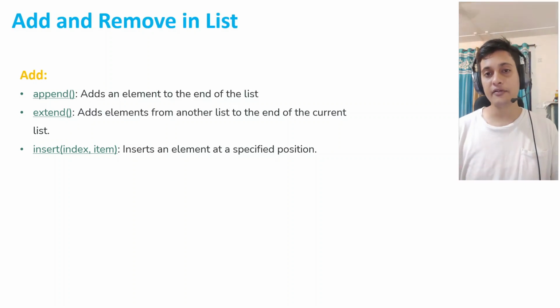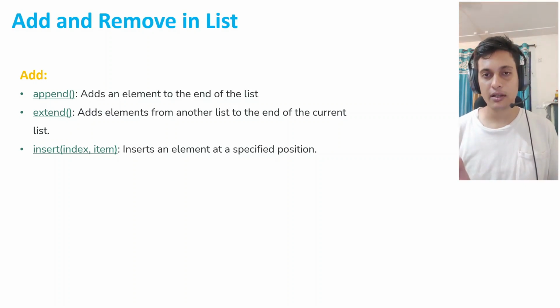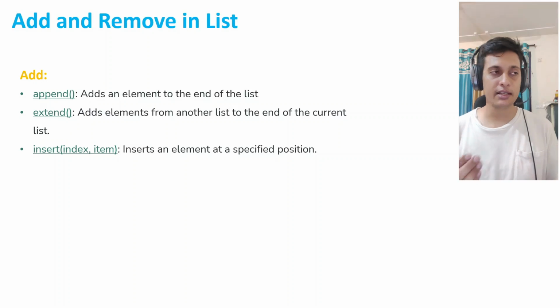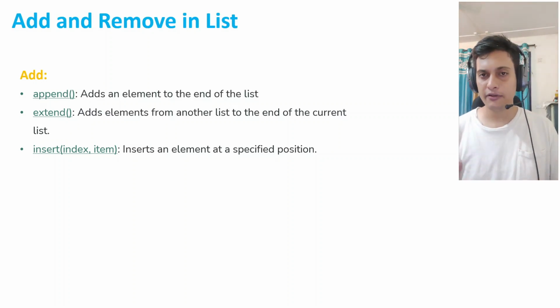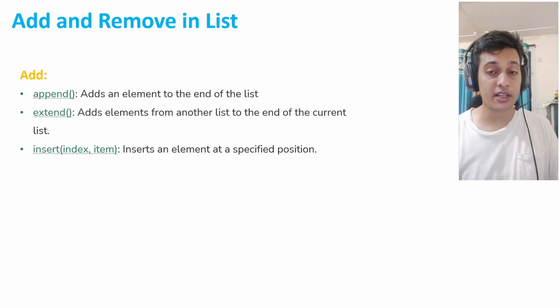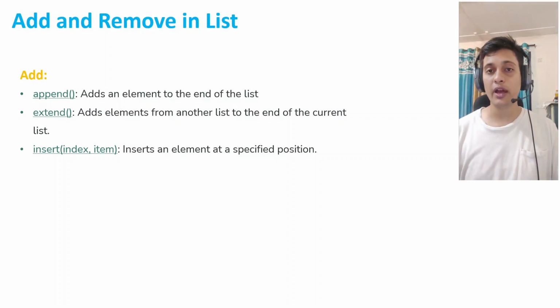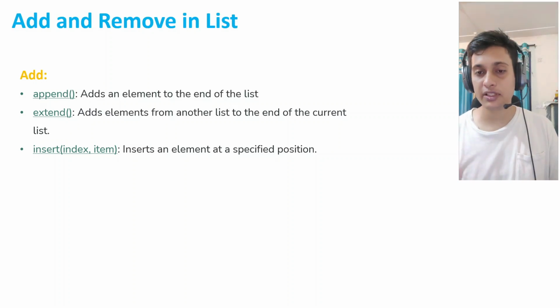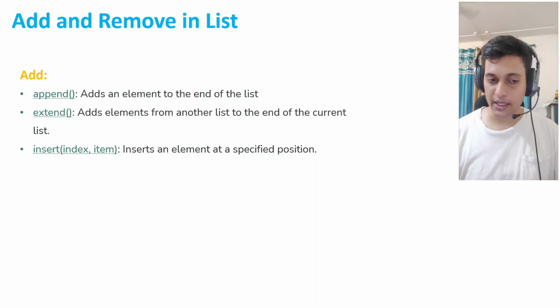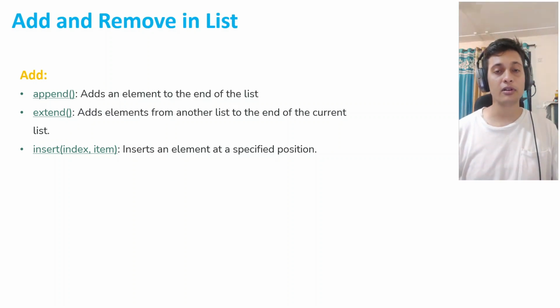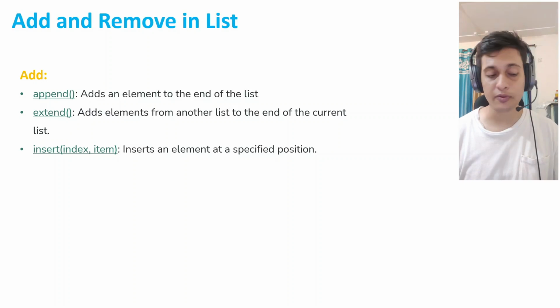Extend: when you have two lists and you want to merge them, we use extend. Coming to insert: if you know at which index number you want to add your data, then at that position we use insert. And like add, there are also methods to remove.